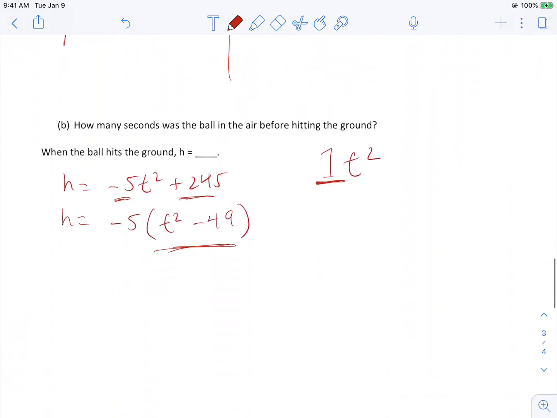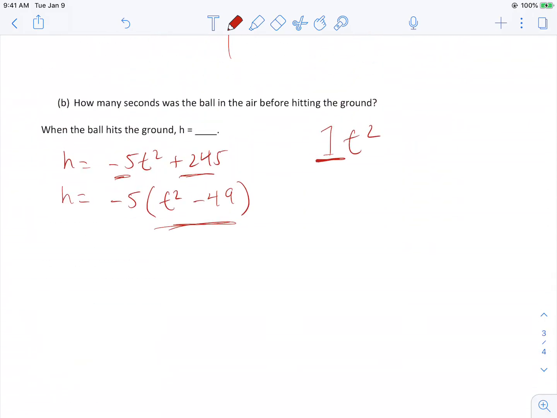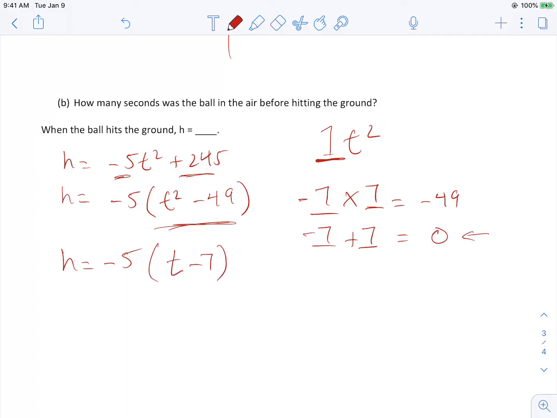I said there is no middle term. So I'm going to need to find two numbers that multiply to negative 49, and two numbers that add up to our middle term, which is 0. So what two numbers multiply to 49? Well, 7 and 7, because they need to be the same because we have a 0 here. But one of them needs to be negative, so I'm going to make it negative 7. So we have negative 7 plus positive 7. So I'm going to get h equals negative 5, and then I'm going to have my two brackets. I'm going to have t minus 7 and t plus 7, just like it shows you here and there.